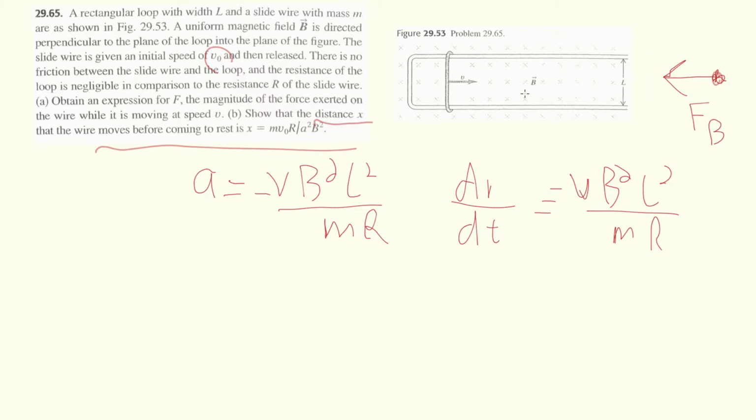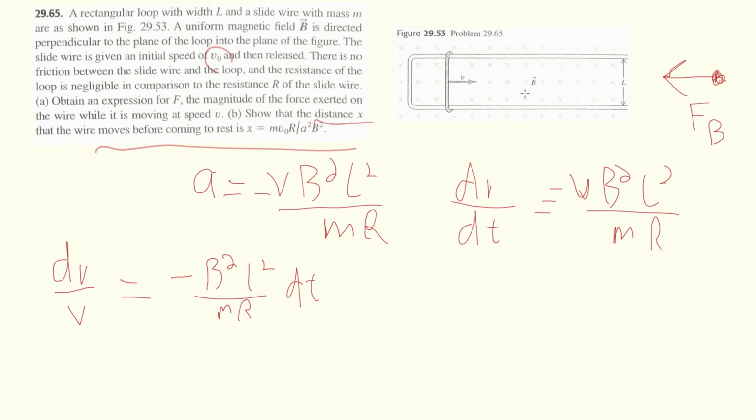Okay. And we're going to separate everything out. Unfortunately, we're going to have to actually do this as a differential and separate it into separate variables. So I'm going to take all the V's and move them to one side. So I'm going to have dV over V equals whatever's left, which is negative B squared L squared over MR dt.